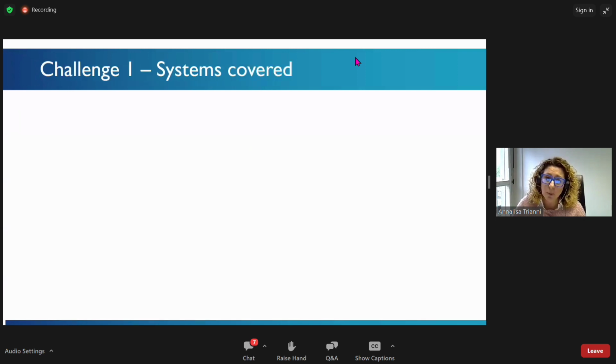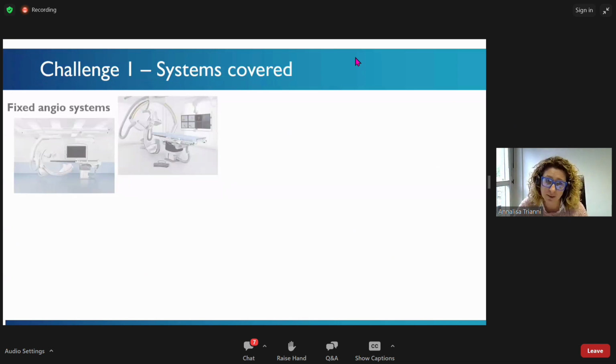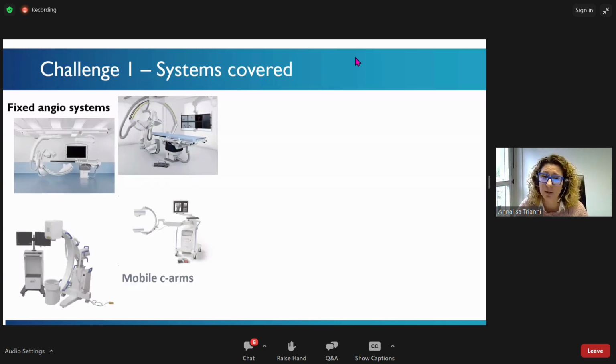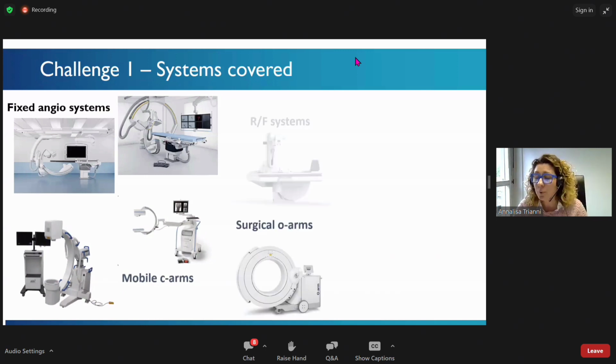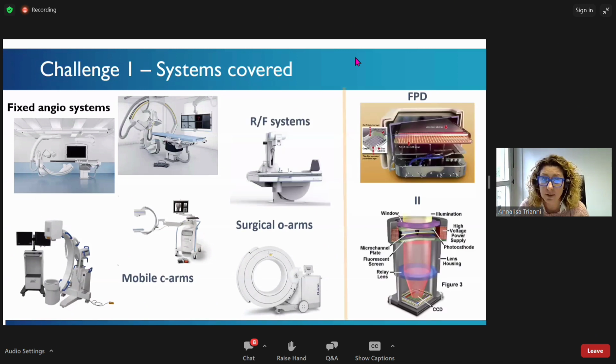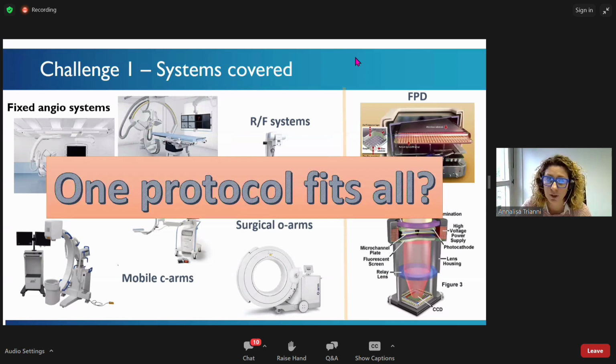During this process, we face many challenges, and one is which systems should we cover? We say there are fixed angio systems, there are mobile C-arms, there are surgical arms, there are RF systems, there are both flat panel detector and image intensifier. So is it possible that one protocol fits all? And that was one of the challenges.